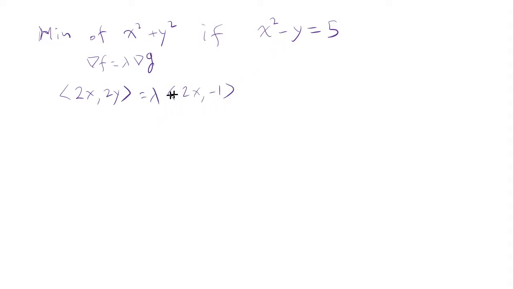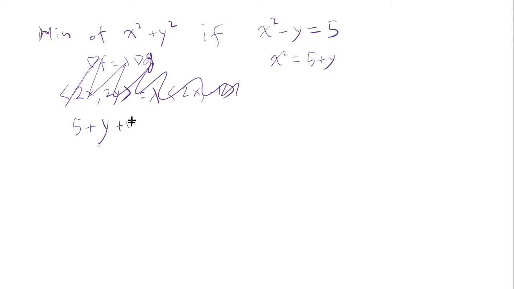And sure, you can proceed like this. It's not really a hard question, but if you look at it in the following way, you see that this is not actually needed. See, x squared is equal to 5 plus y, by adding y to both sides. If you replace x squared by 5 plus y, then this function just becomes a single variable function.